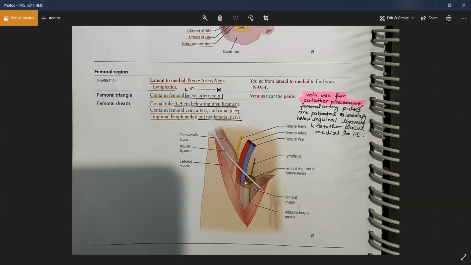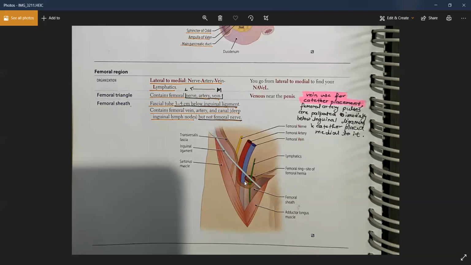For femoral catheter placement, you will use the vein. For that, you first need to palpate the femoral artery, and just medial to the femoral artery, you need to put your catheter. Step 1 can ask you this also. They will check if you know that the artery is lateral, the vein is medial, the lymphatics are most medial, and the nerve is most lateral, right? So they can ask you about catheter placement.